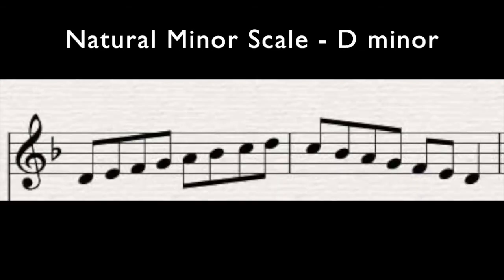Firstly, the natural minor. We're going to use D minor as an example. D minor has a B flat in its key signature. So to play a D minor scale, I'm going to start on the note D. I'm going to play all the white notes, except when I get to a B, I'm going to play a B flat instead of a B natural. So let's hear how the D natural minor scale sounds.